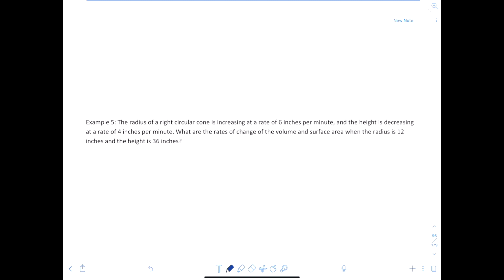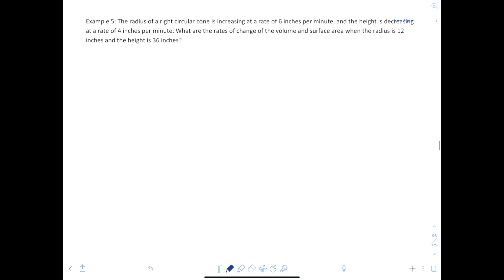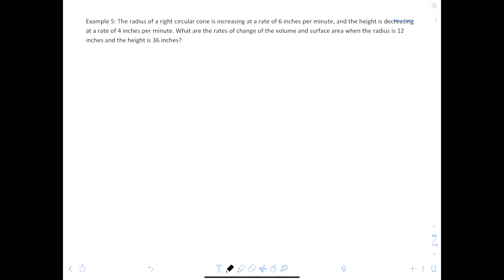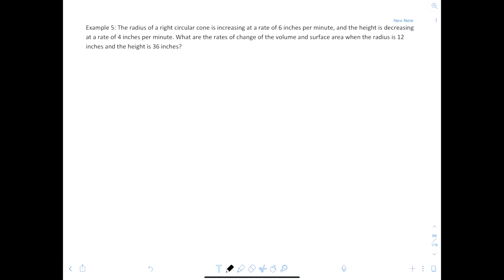All right, so our last example here is kind of similar to our first one. We are going to use our advanced skills about this one though, right? So the radius of a right circular cone is increasing at a rate of 6 inches per minute, and the height is decreasing at a rate of 4 inches per minute. So what are the rates of change of the volume and surface area when the radius is 12 inches and the height is 36 inches?